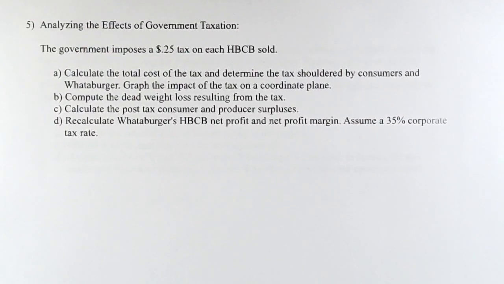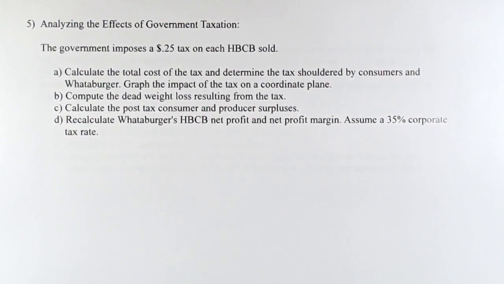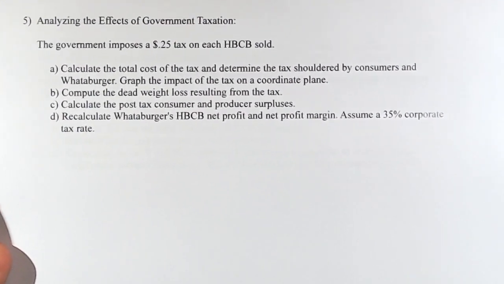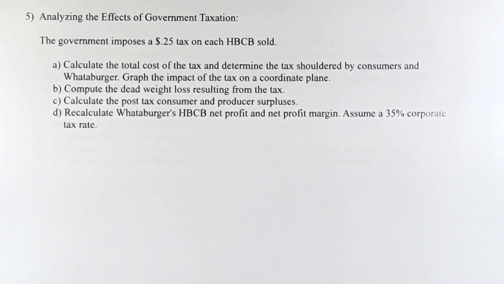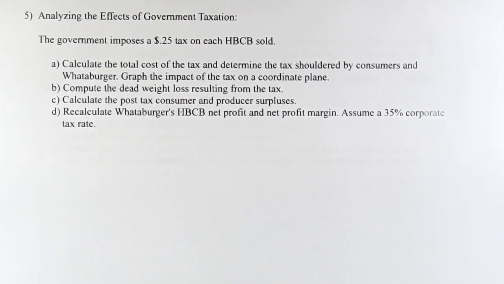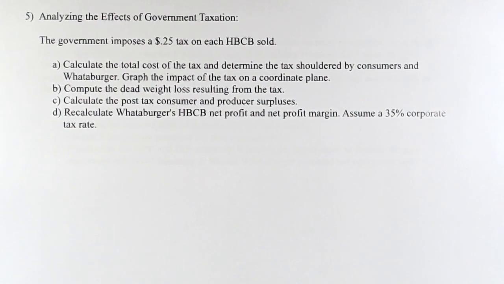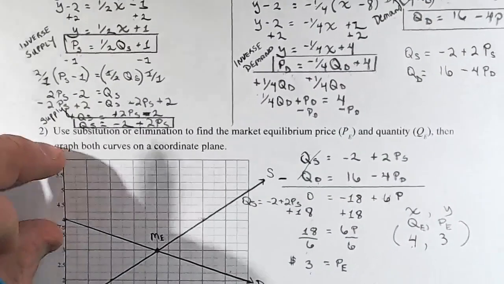Number five, analyzing the effects of government taxation. The government imposes a 25-cent tax on each honey butter chicken biscuit sold. Calculate the total cost of the tax and determine the tax shouldered by consumers and Whataburger, the producer, the supplier. Graph the impact of the tax on a coordinate plane. Okay. This is better shown visually.